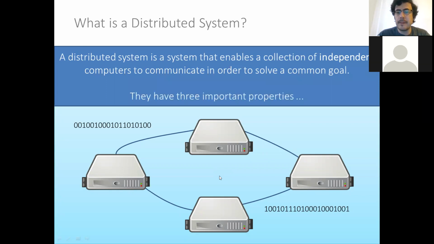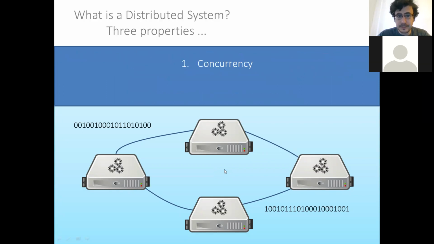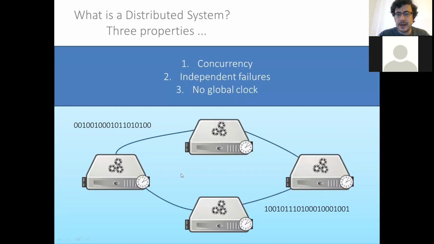They have three important properties. One is concurrency, that the machines are working concurrently, in parallel, let's say. The second is independent failures, that individual machines can fail, but the other machines will continue to work. So individual machines can go down, like so. And we have the idea of no global clock.